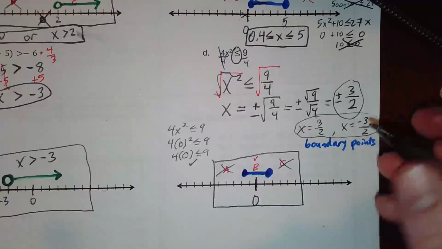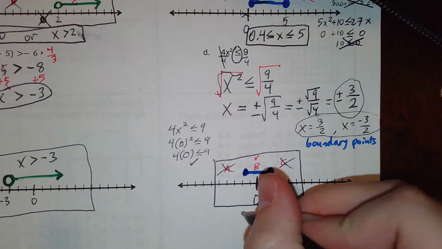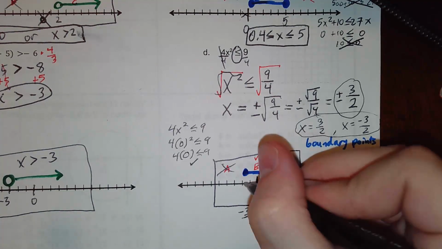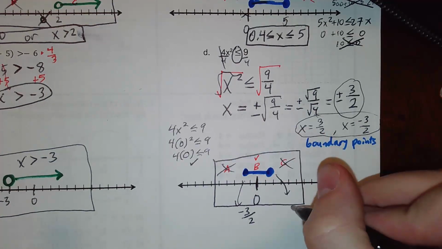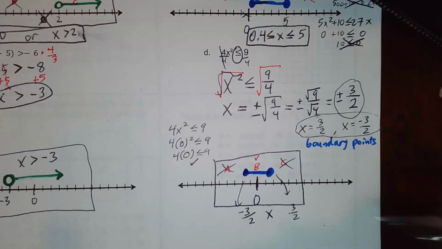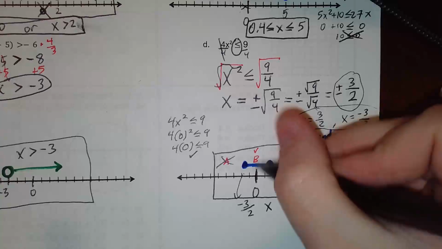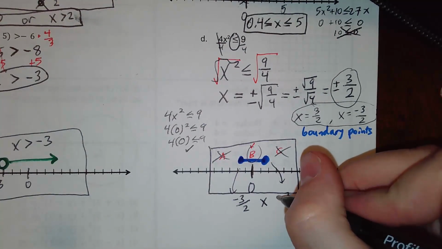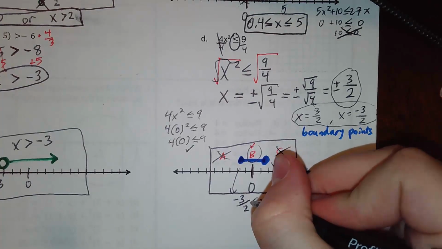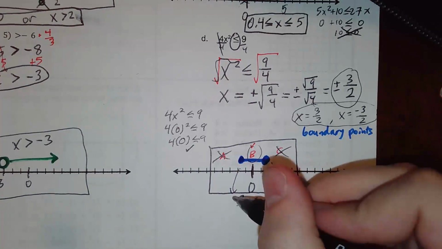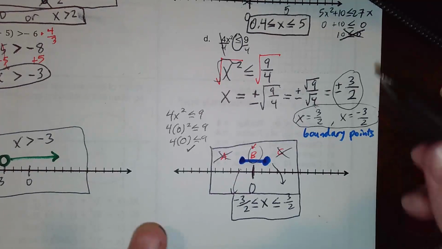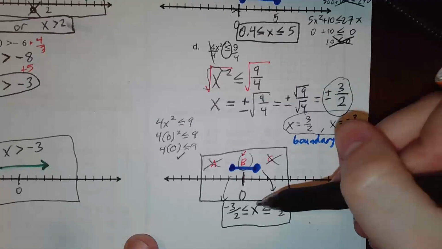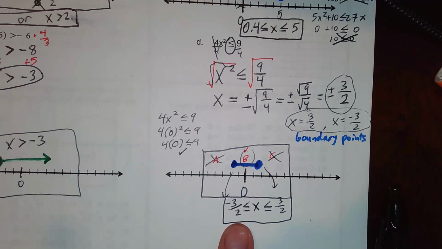So finally, I'm going to write my answer in a different way. All the numbers lie between -3/2 and +3/2. I'll put x in the middle. This is between. Key word, between. And I'll face the inequalities the same way as my original inequality. That's our solution.